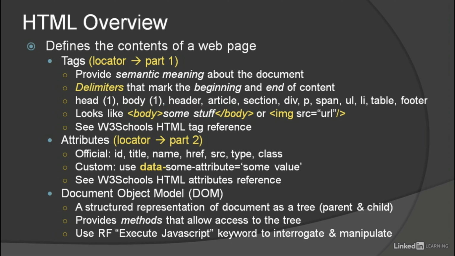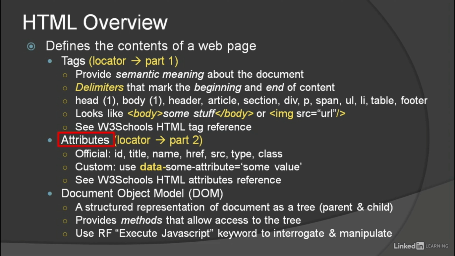Some tags don't have two parts to them, like this beginning and end body you see, but they're more like this image tag here, where you still see those angle brackets, but the only thing inside the angle brackets is the name of the tag and what we call an attribute. This one is an image tag, which represents an image on a web page, and we're providing an attribute, which is the URL where this image lives. And you can Google W3 School's HTML tag reference for more information about HTML tags.